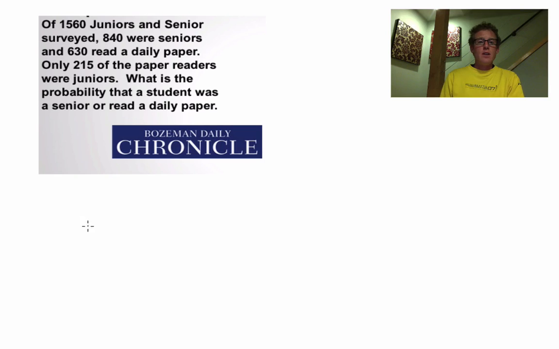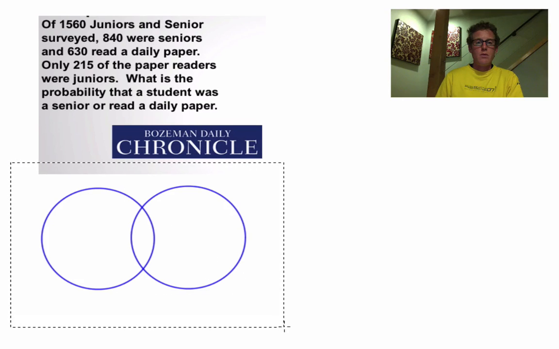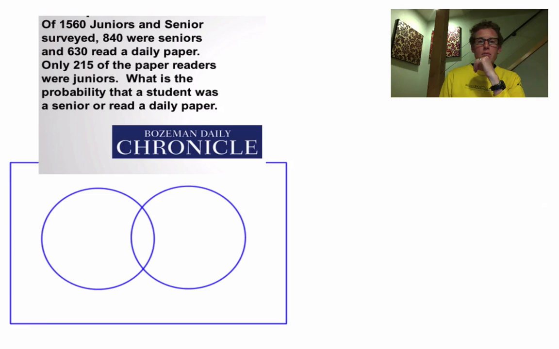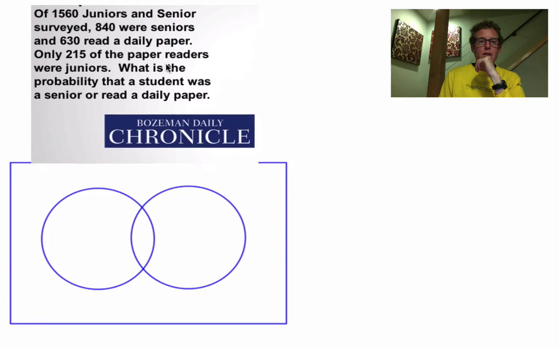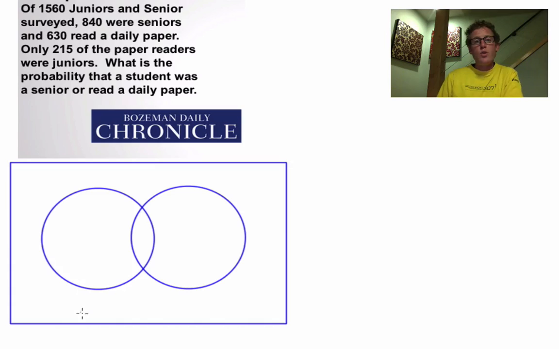Okay, so what we can do to get started is make ourselves a nice looking Venn diagram. There's one circle, here's another circle, and then I'm going to make a box around this whole thing because that'll help us out too. In my box, what I'm interested in is the probability that a student was a senior or read the paper. So this first one is going to be senior, and the other item is read the paper.